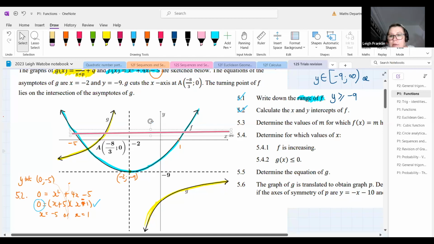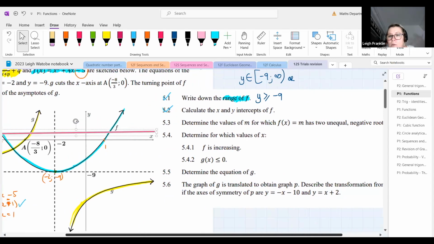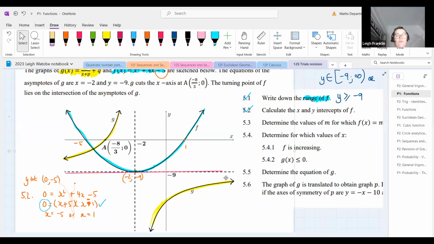Let's just make it a little bit longer. Okay, so what they want here are two unequal negative roots. Okay, so if I take my pink line, okay, which is a little bit skew, and I put it over here, what sort of roots do I have? I've put it at the turning point. What sort of roots do I have? If the pink line is sitting at the turning point, what sort of roots do I have, Matrix?